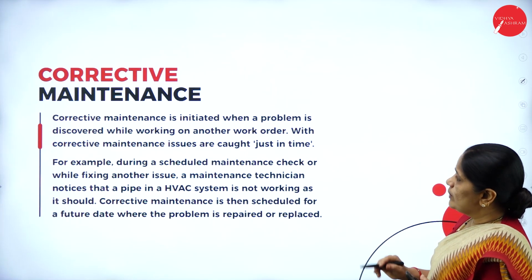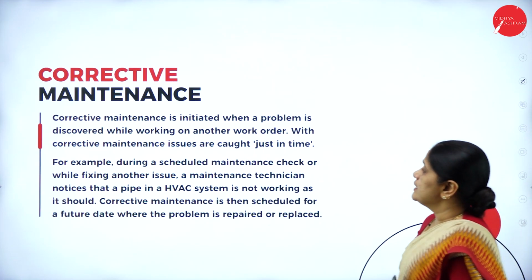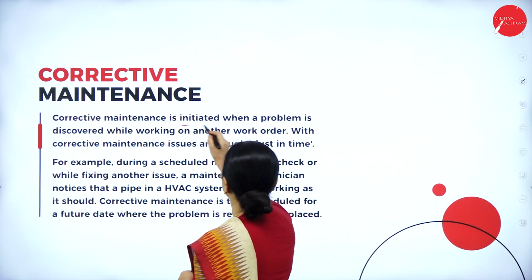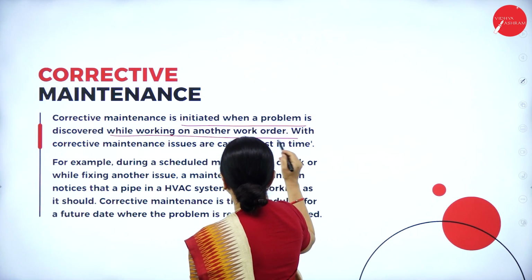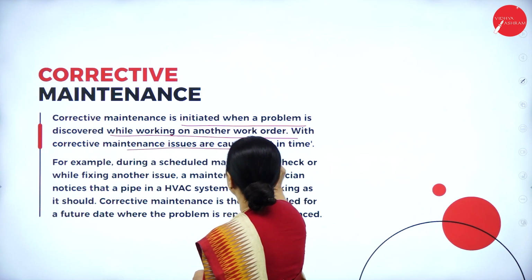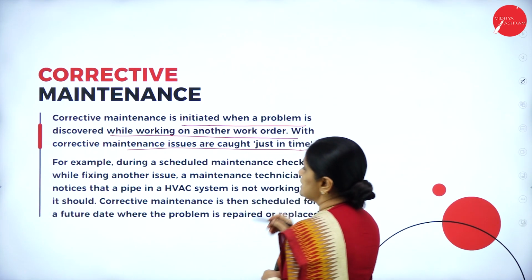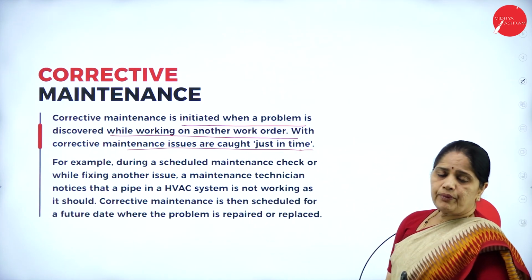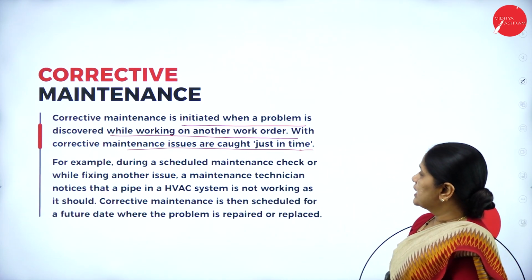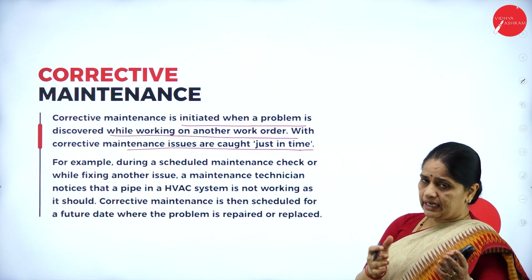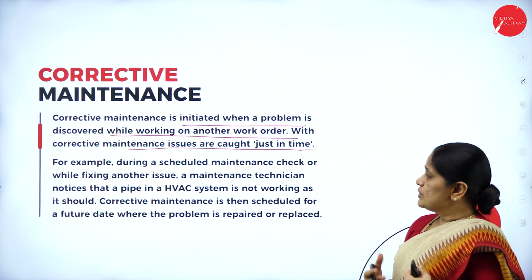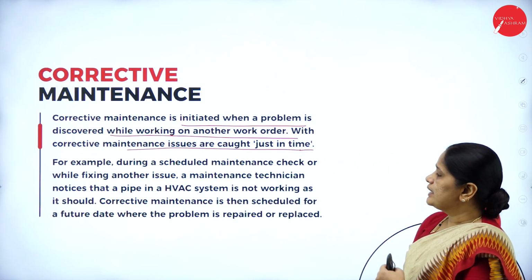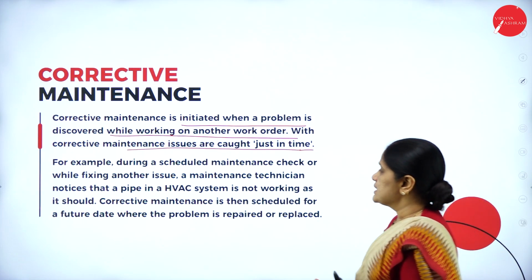Then the next one is corrective maintenance. It is initiated when a problem is discovered while working on another work order. With corrective maintenance, issues are caught just in time. So the problem is discovered when you are working with another work order, not the regular work order. With another work order, the problem comes.